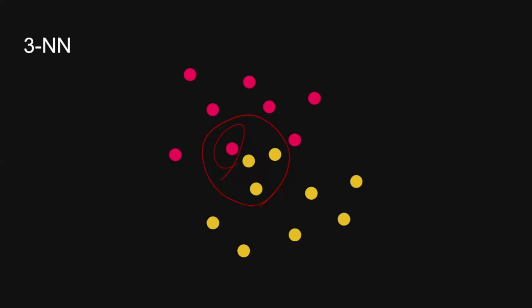Now, there's a question in the chat that says, what about a 50-50 split in neighbors? Yes, that's a good question. So imagine a case where k equals, let's say, 4.